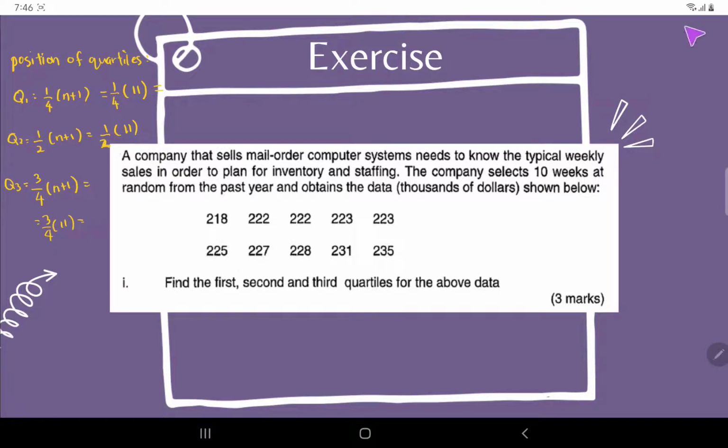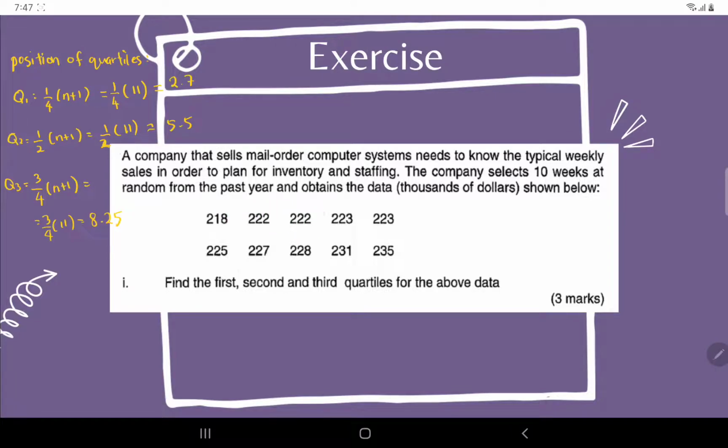So we calculate for each of these. 2.75. And then 11 divided by 2 is 5.5, and the location for Q3 is 11 times 3, and then divided by 4, it is equal to 8.25. So this is only the location, not the value. So we find the location for Q1 first. It is 2.75, meaning that it is between the second position and the third position.